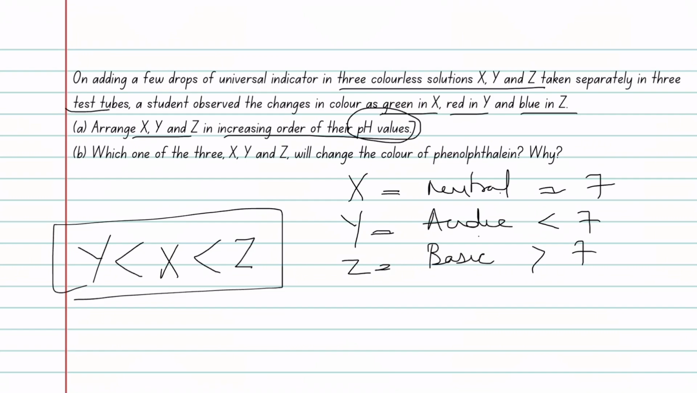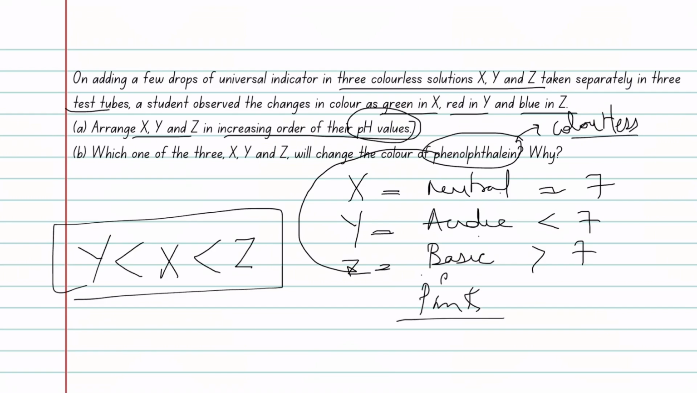Which one of the three X, Y and Z will change the color of phenolphthalein and why? Phenolphthalein is a colorless indicator, and in acidic medium it stays colorless. It changes color in basic medium. In basic medium it turns pink. So phenolphthalein will change its color in basic solution, which is Z. So out of X, Y, Z, Z will change the color of phenolphthalein.